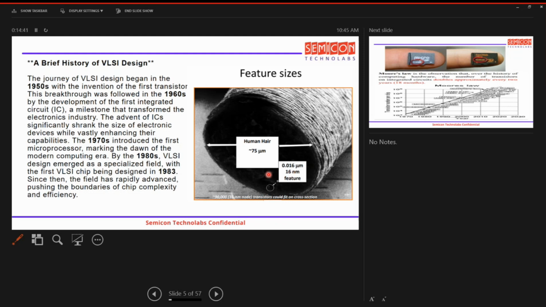The journey of VLSI design began in the 1950s, related to SSI, MSI and LSI, with the invention of the first transistor. This breakthrough was followed in the 1960s by the development of the first integrated circuit, a milestone that transformed the electronics industry. The advent of the IC significantly shrank the size of electronic devices while vastly enhancing their capabilities. Then in the 70s we had LSI, and in the 80s VLSI. In 1983, VLSI design emerged as a specialized field, with the first VLSI chip being designed in 1983. Since then the field has rapidly advanced, pushing the boundaries of chip complexity and efficiency.